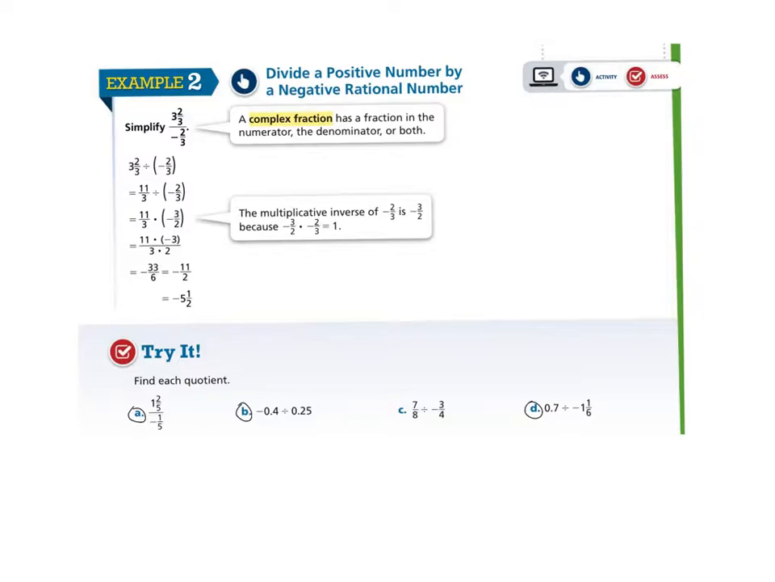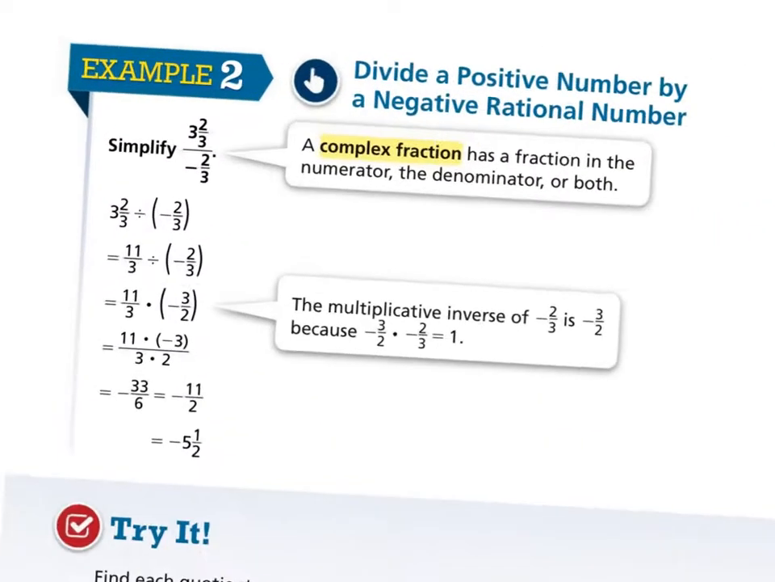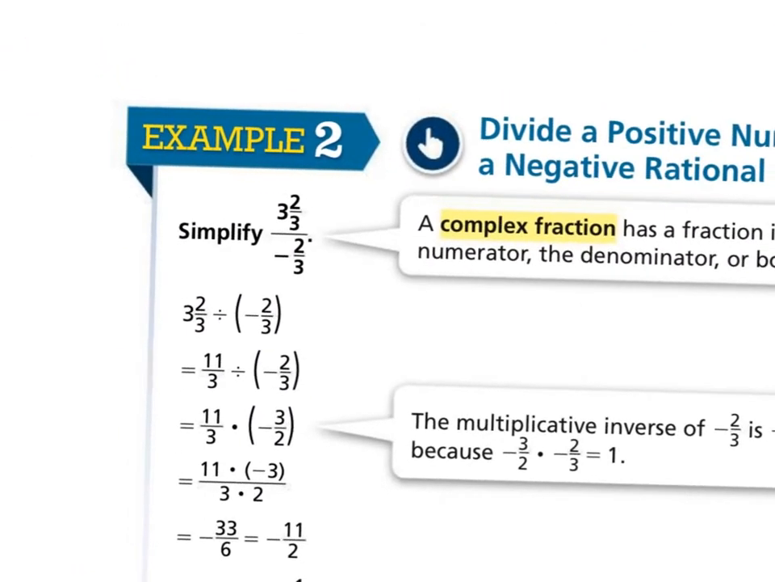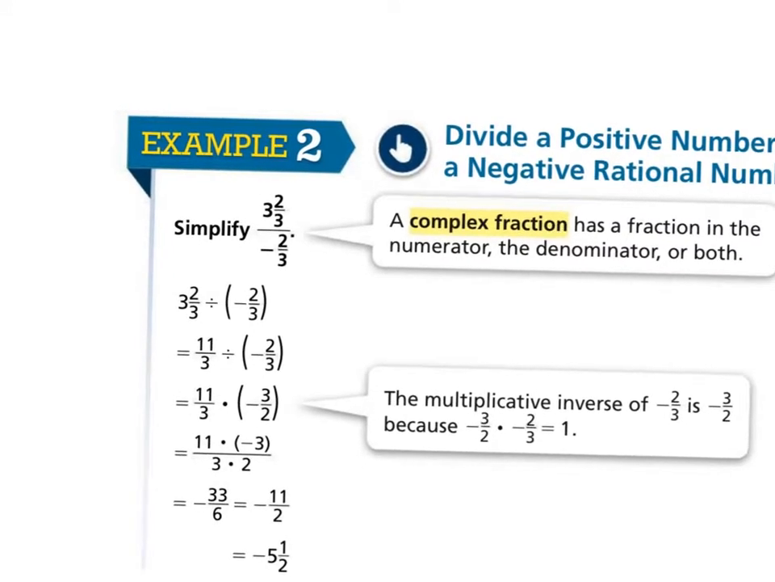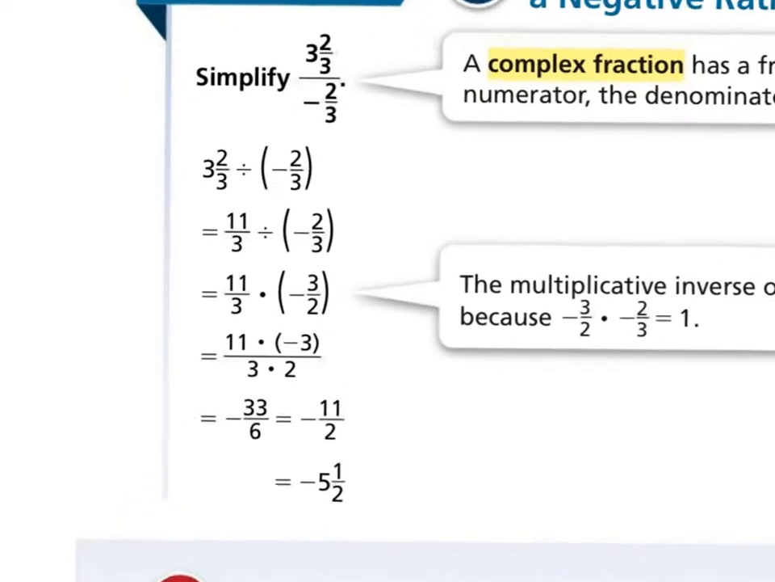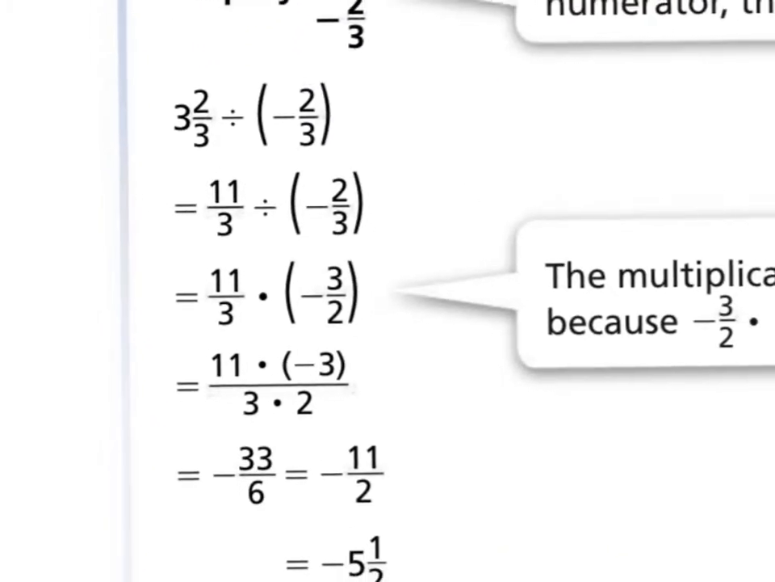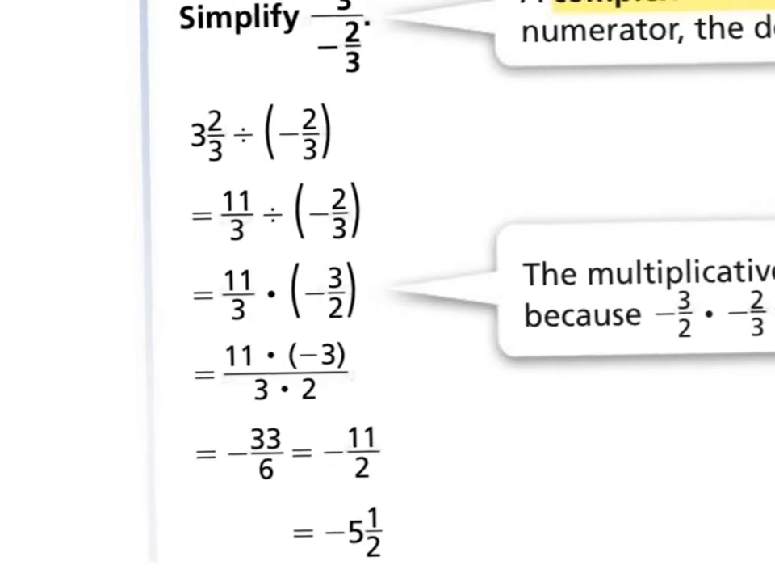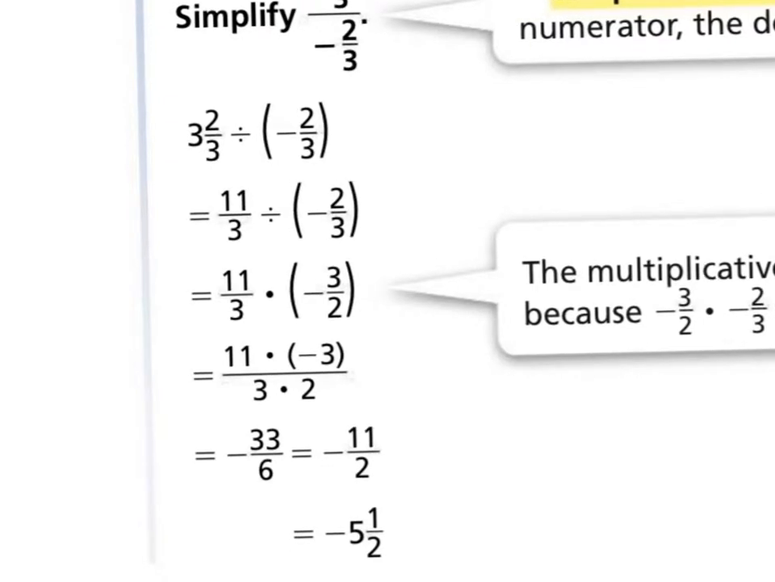Example 2 looks worse than what it really is because it's a complex fraction. It's just where we have a fraction in the numerator, denominator, or both. In this case, we have fractions in the numerator and the denominator of our fraction. Okay, so what we can do is, since they're dividing, we can just write this out horizontally. 3 2/3 divided by negative 2/3.